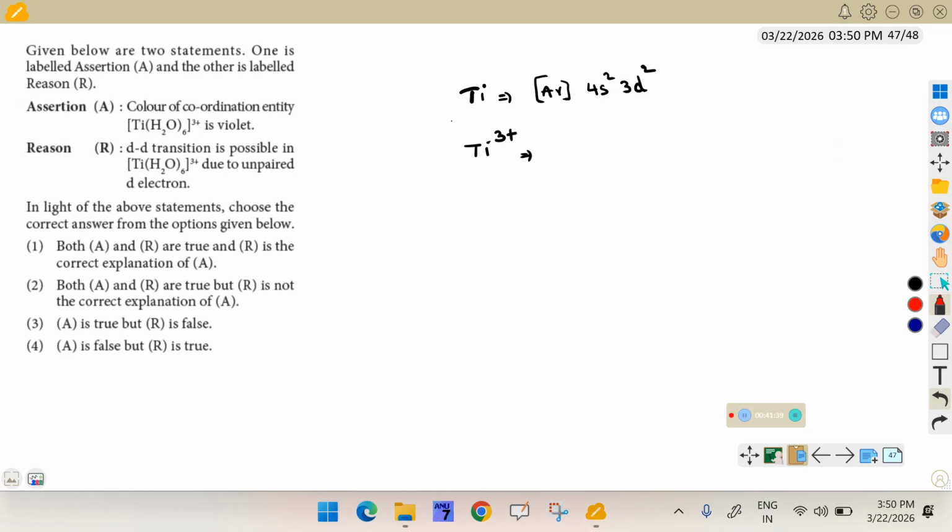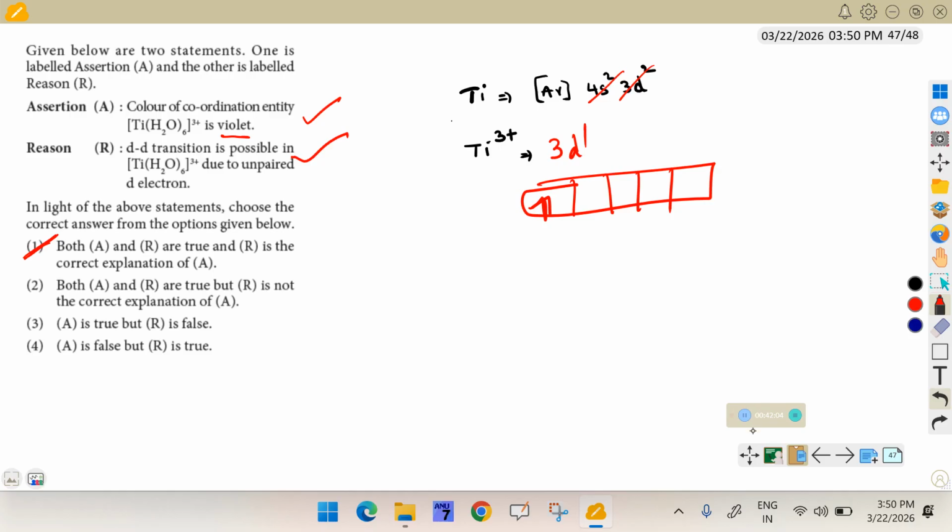Color of coordination entity [Ti(H2O)6]3+ is violet. Check it. Remove 3 electrons, then 3d1 configuration, unpaired electrons are present, so it is colored. The color is due to d-d transitions. A is correct, R is correct, R is the correct explanation of A.